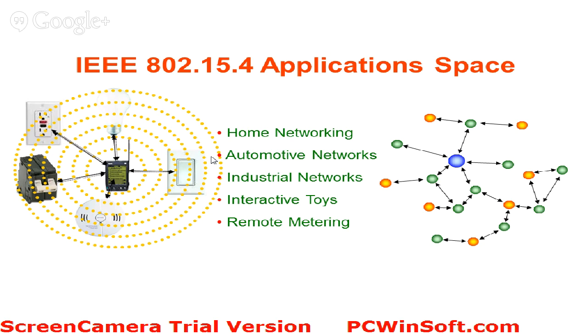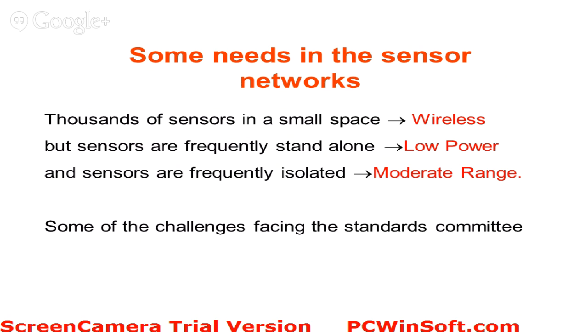So, the IEEE 802.15.4 working group basically targeted applications which I discussed in my previous transparencies. They targeted applications such as home networking, automated networks, industrial networks, interactive toys, and remote metering, wherein the power metering is done through a remote station without manually going to each and every household for getting the power inputs. So, what were the design drivers?